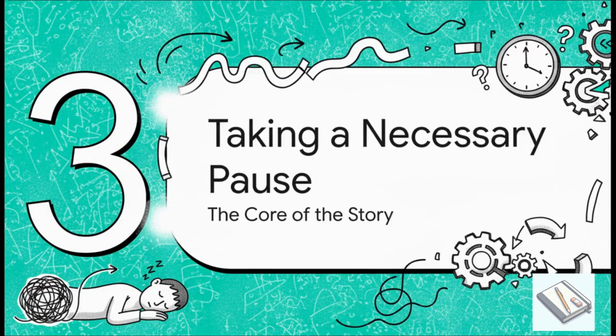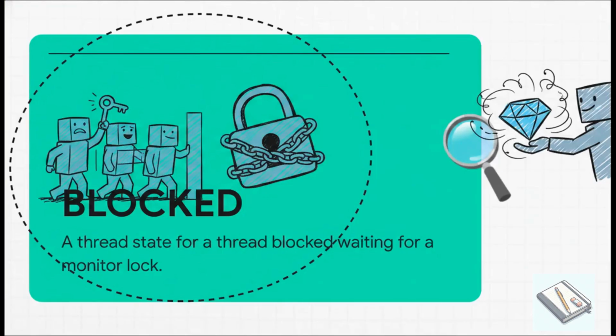Okay, and this is where the real drama of our story begins. The most complex, and honestly, the most important part of a thread's life isn't when it's running. It's when it has to stop and take a break. So our first kind of pause is called the blocked state. This happens when a thread needs something, a resource, that another thread is already using. It's basically stuck. And you know what? A super simple real-world analogy makes this click instantly.